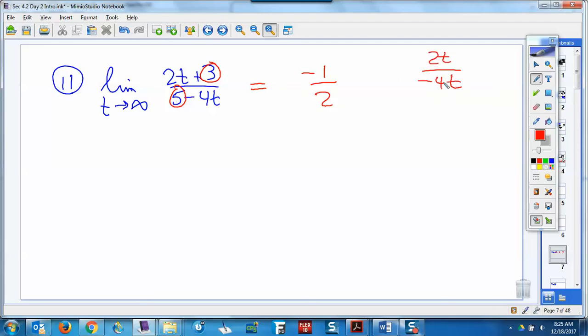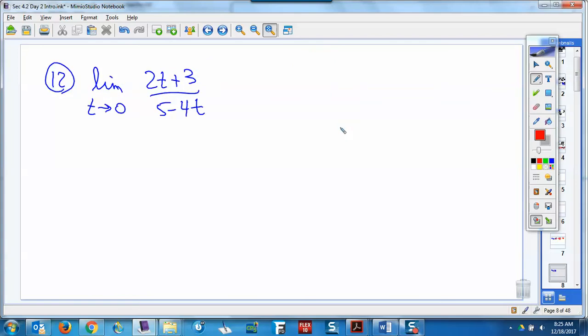Don't forget the negative. Negative 4t. 5 doesn't matter. High powers dominate. Cancel. Cancel. Negative 1/2. Okay? When x is getting really large, high powers dominate. Okay? All right. But then, see now, so you've got to be careful.